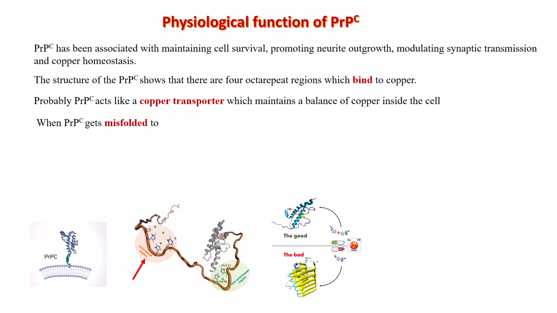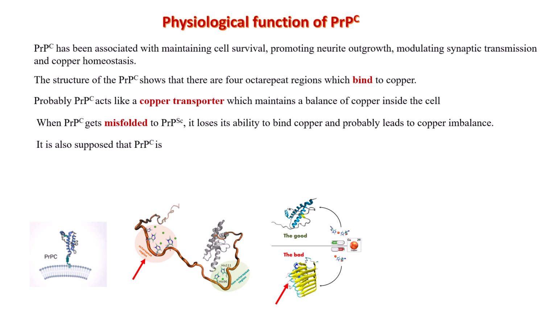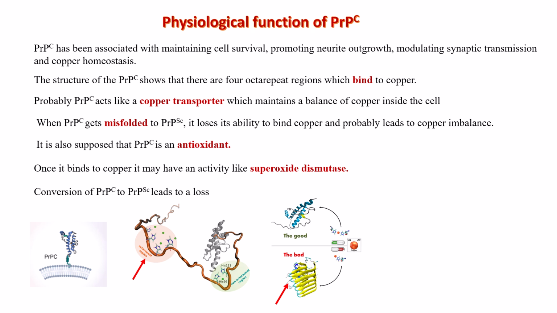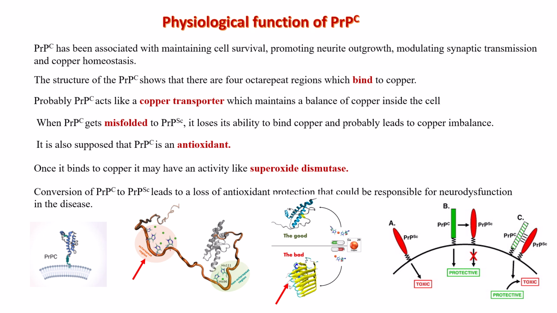When PRP-C gets misfolded to PRP-SC, it loses its ability to bind copper and probably leads to copper imbalance. It is also supposed that PRP-C is an antioxidant. Once it binds to copper, it may have an activity like superoxide dismutase. Conversion of PRP-C to PRP-SC leads to a loss of antioxidant protection that could be responsible for neurodysfunction in the disease.